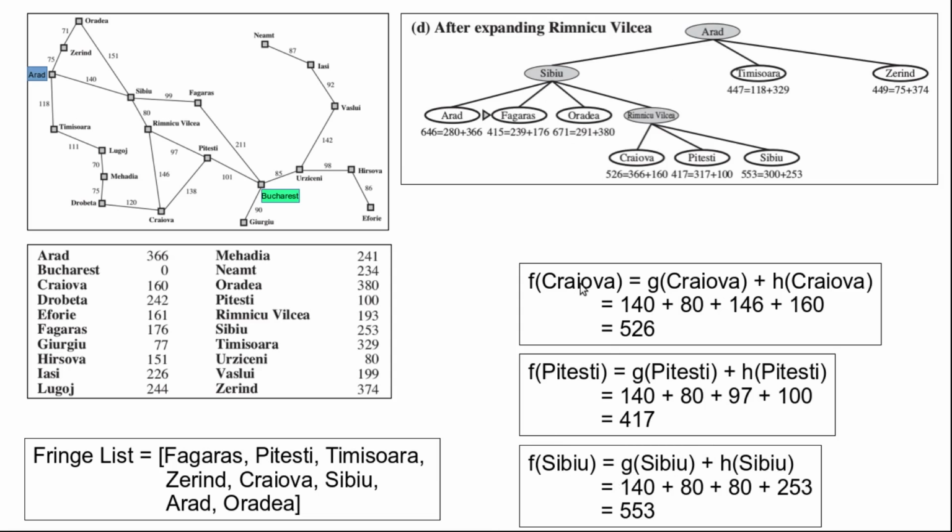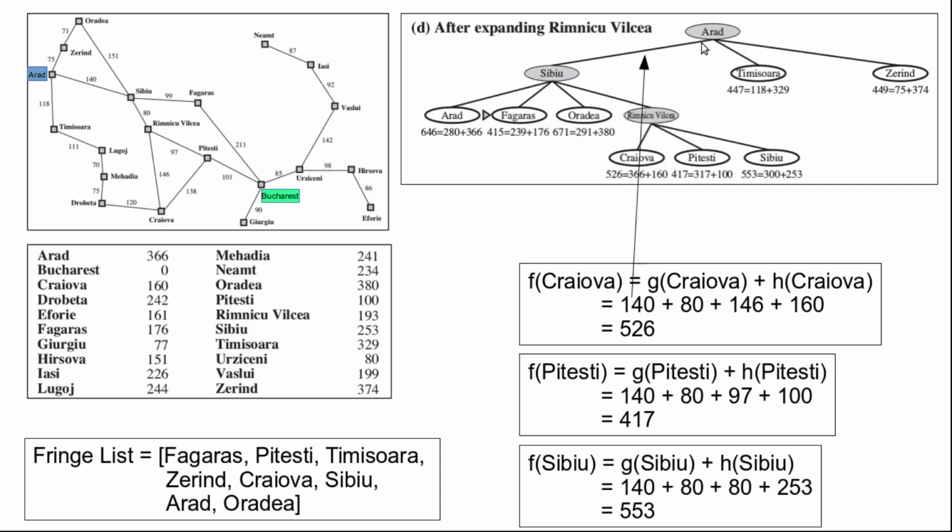Now to calculate the F value of Craiova, Craiova is our node here. We have to calculate the G value for Craiova, which is the distance from the start node up to this node N, in this case Craiova. If we follow from the start node, we have to come to CBU, then go to Rimniku, then go to Craiova. So there are 3 step costs involved in the calculation of the actual cost from Arad to Craiova.